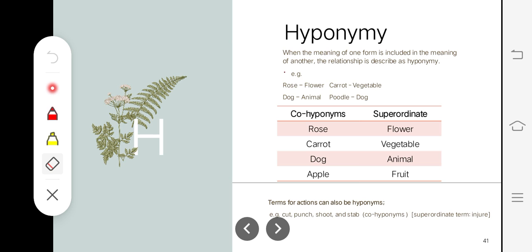It is worth emphasizing, guys, that it is not only words for things that are hyponyms, but terms for actions as well, such as cut, punch, shoot, and stab, which are all co-hyponyms of the superordinate term injure. Okay, let's go to the next slide.